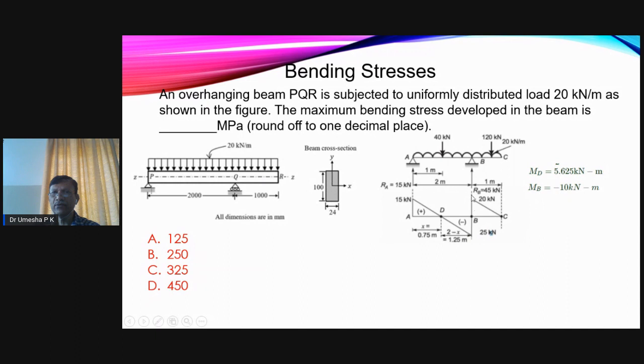And MB, this is the cantilever portion you can take, that is 20 into 1 meter divided by 2, half of that, that is 10 kilonewton meter. So this will be 20 kilonewton. From the shear force diagram, this is the point x and 2 minus x. So we'll be getting the maximum moment. Comparing MD and MB, MB is the maximum. So you take that maximum moment, which will be 10 kilonewton meter.